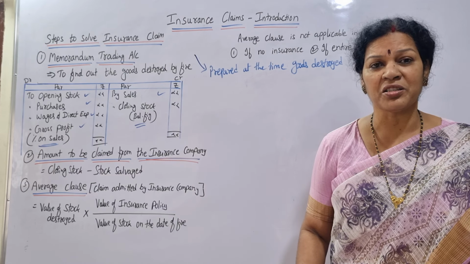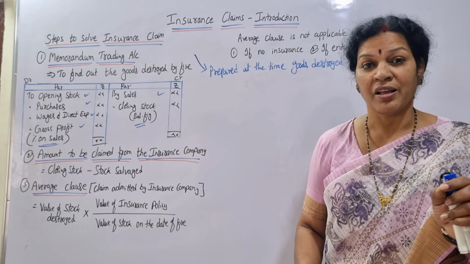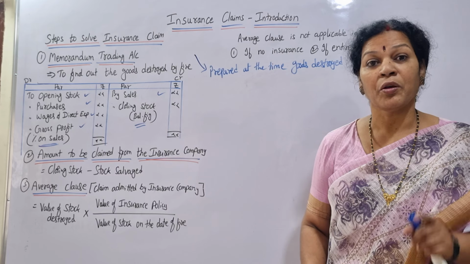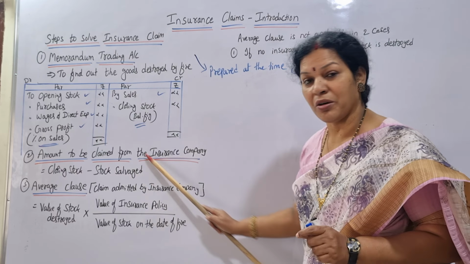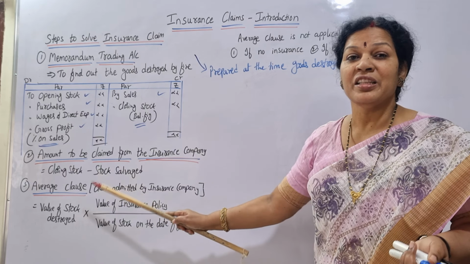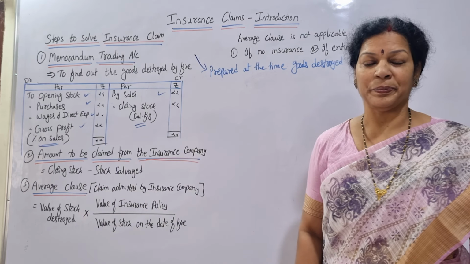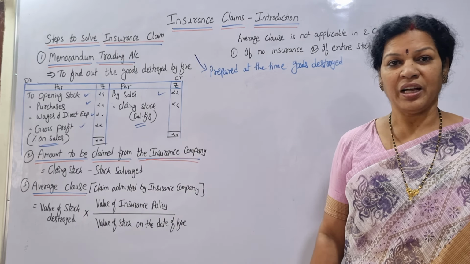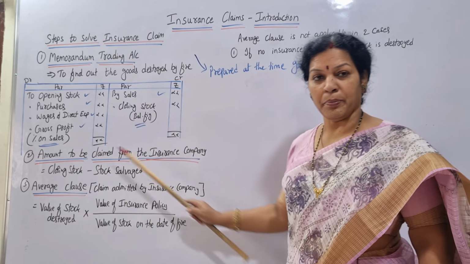Stock salvaged means how much stock you could save. Total stock is not destroyed. If total stock is not destroyed, something is saved. So that something is this one, stock salvaged, if anything is left over. If nothing is left over, the second step we won't be going. Am I clear? So this is the second point.